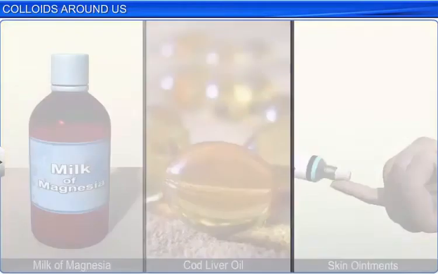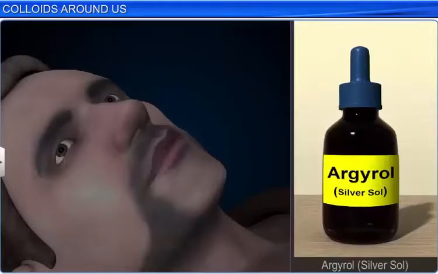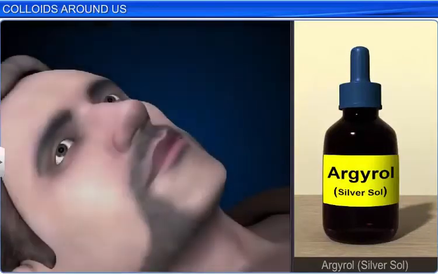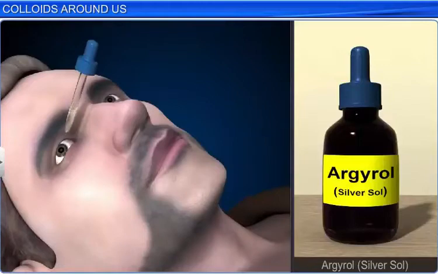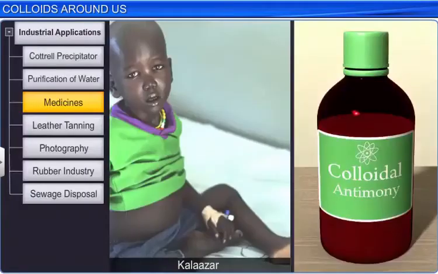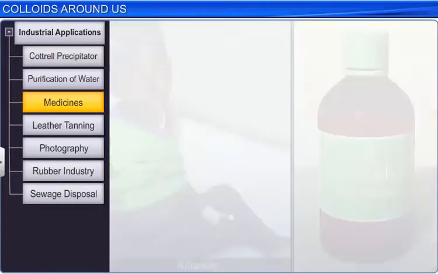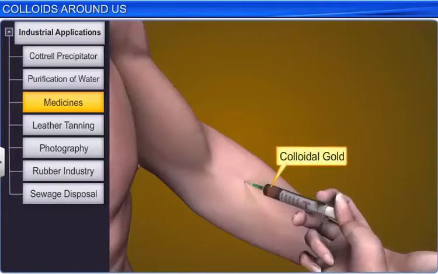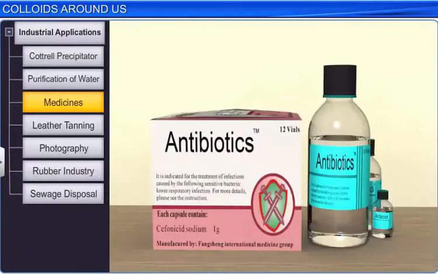Some important salts that are commonly used as medicines are argirols, a silver metal sol used as an eye lotion; colloidal antimony used for curing Kala-Azar; and colloidal gold used for intramuscular injections. It is important to note that antibiotics are usually injected into the body in colloidal form.